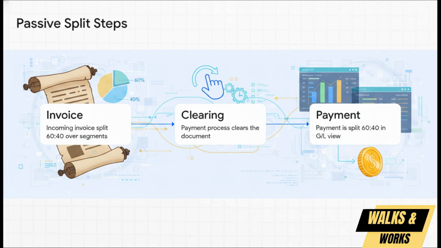When the actual cash payment happens during the clearing process, passive document splitting kicks in. Because of this feature, the system looks back at that original cloud computing invoice and passively mirrors that exact 60-40 split right in the clearing document automatically. This ensures that the cash payment relieves the payables for your manufacturing and sales divisions in the exact right proportions, and you can see it all perfectly within the general ledger view.